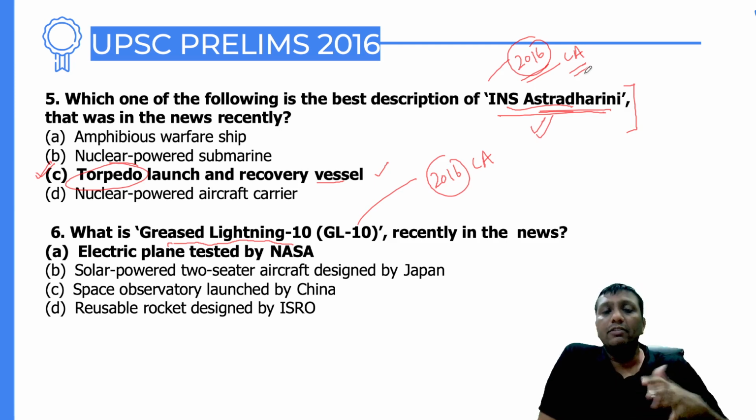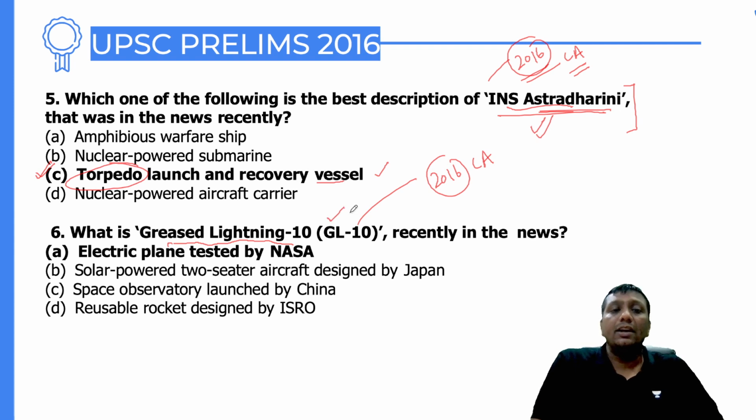In the recent 5 years, 90% of the questions were static, but in 2016 around 40% of the questions were based on current affairs. So Grease Lighting GL10 in that year was an electric plane, totally 100% electrically powered. It was tested by NASA, guys, and that is the reason it was in the news that year.